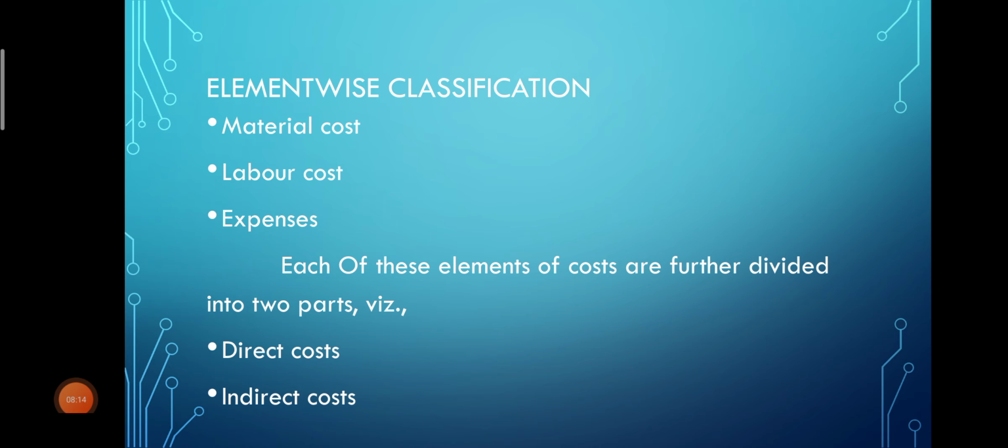Now the next cost we are going to see is expenses. Expenses means the costs which are not included in the above two categories, that is, not included in material cost or labor cost. Such expenses will be taken under the expenses head. Again, expenses are subdivided into direct expenses and indirect expenses.